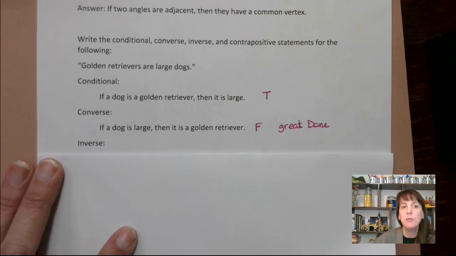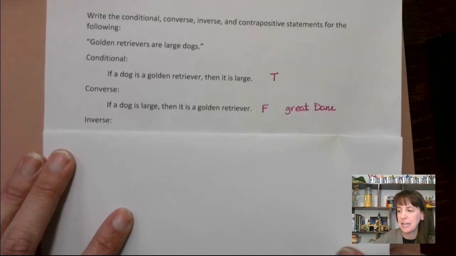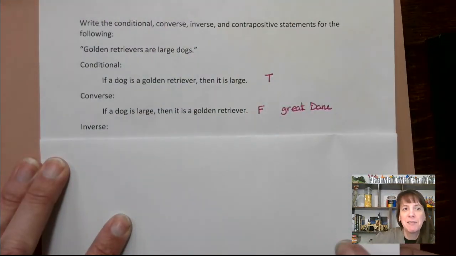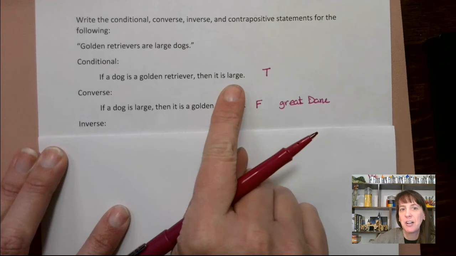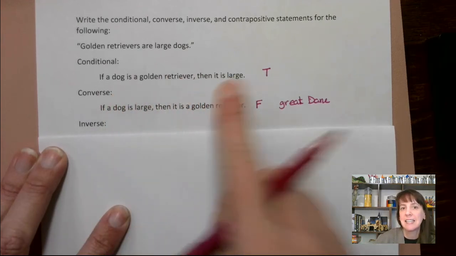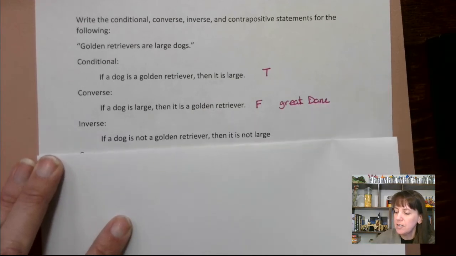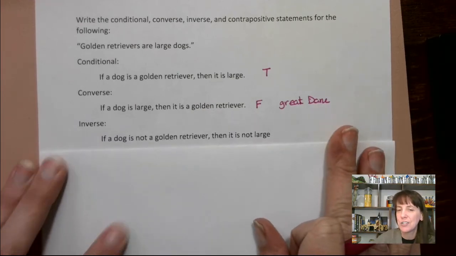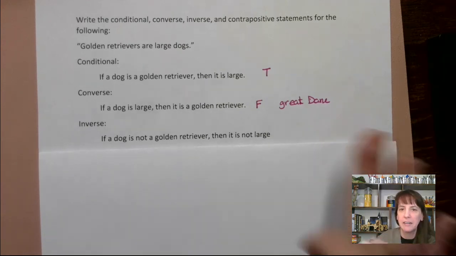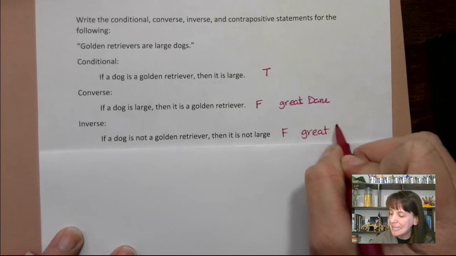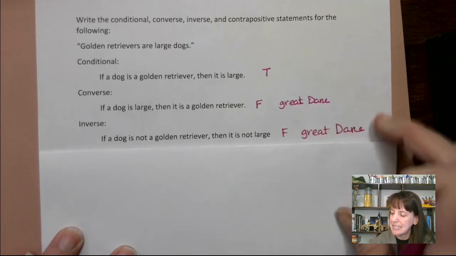Okay, next we're going to do inverse. And for our inverse, this is where we negate our statement. You'll see that we say, if a dog is a golden retriever, then it is large. We're going to negate it. If a dog is not a golden retriever, then it is not large. No, because again, a Great Dane, that would be false. That would be a good counterexample.